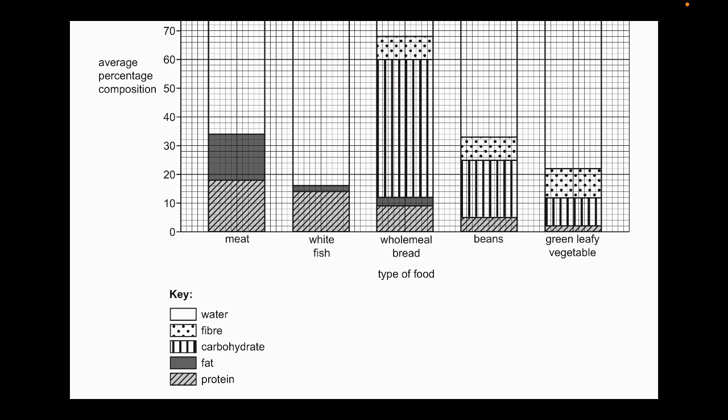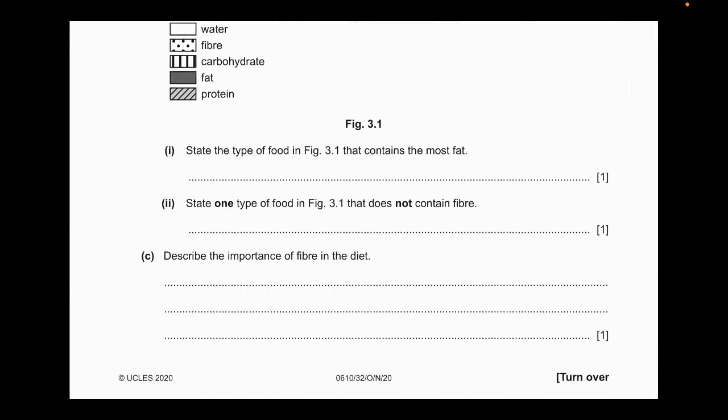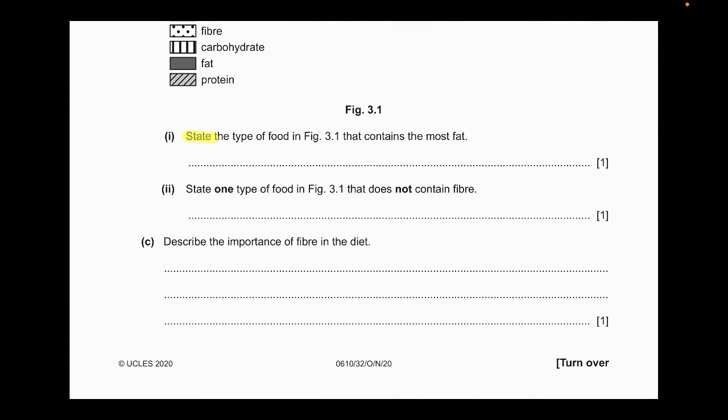Next, we can see beans. Beans contain a moderate amount of protein in comparison with the carbohydrate and fiber. It contains reasonable amount of fiber. All right, green leafy vegetables contain very little protein, a little bit of carbohydrate, and a lot of fiber. Okay, state the type of food in figure 3.1 that contains the most fat. Well, most fat is contained by meat, so the answer will be meat.